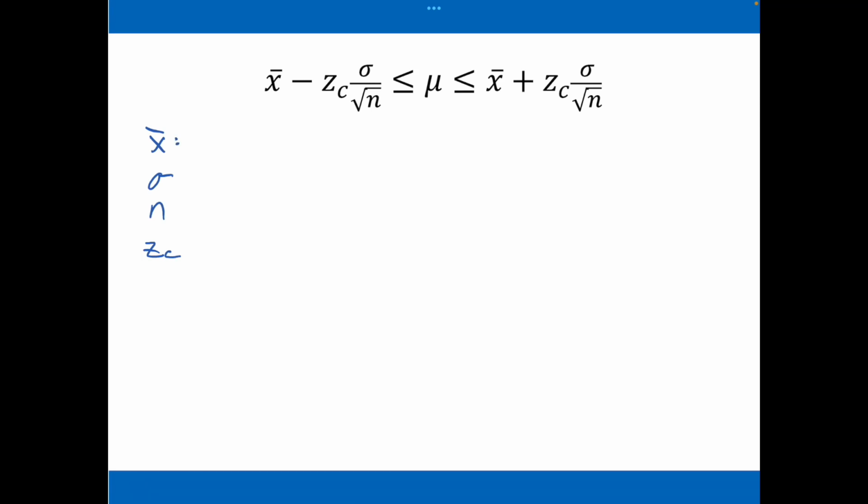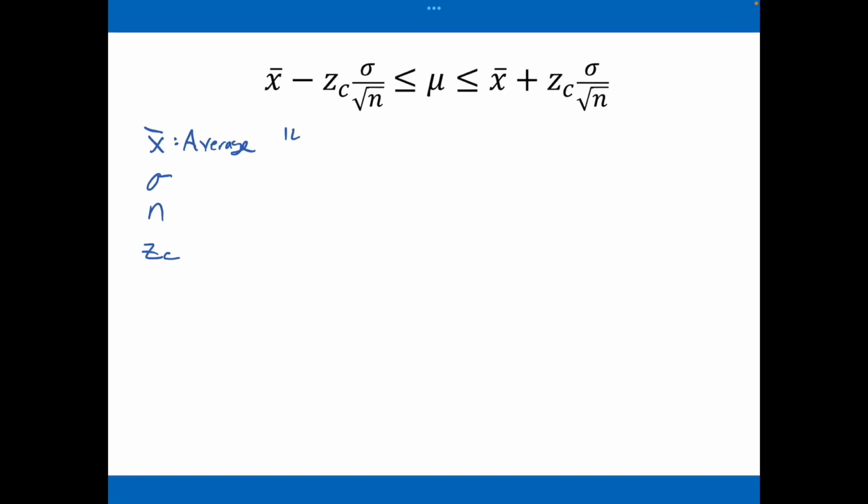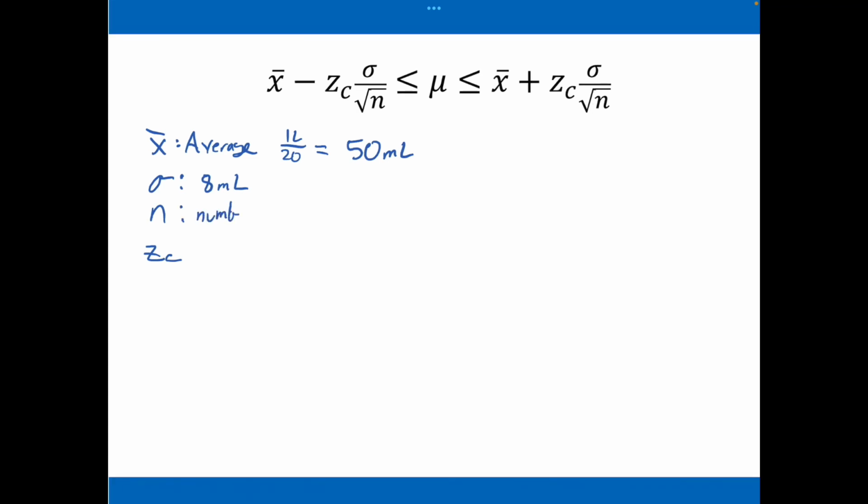X bar is simply the average, and notice we've calculated this earlier. It was simply 1 liter divided by 20 eggs, which I turned into 50 milliliters. Sigma is a number we have to be told or given outside our problem. And for this case, I'll just tell you that sigma for this problem is roughly 8 milliliters. We'll talk more about sigma and how well we can know this number during class. N is the number of measurements we've taken. In this case, N is equal to 20 because we used 20 eggs.